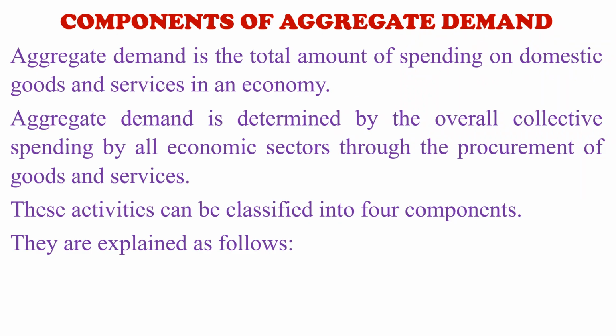Components of aggregate demand. Aggregate demand is the total amount of spending on domestic goods and services in an economy. Aggregate demand is determined by the overall collective spending by all economic sectors through the procurement of goods and services. These activities can be classified into four components. They are explained as follows.